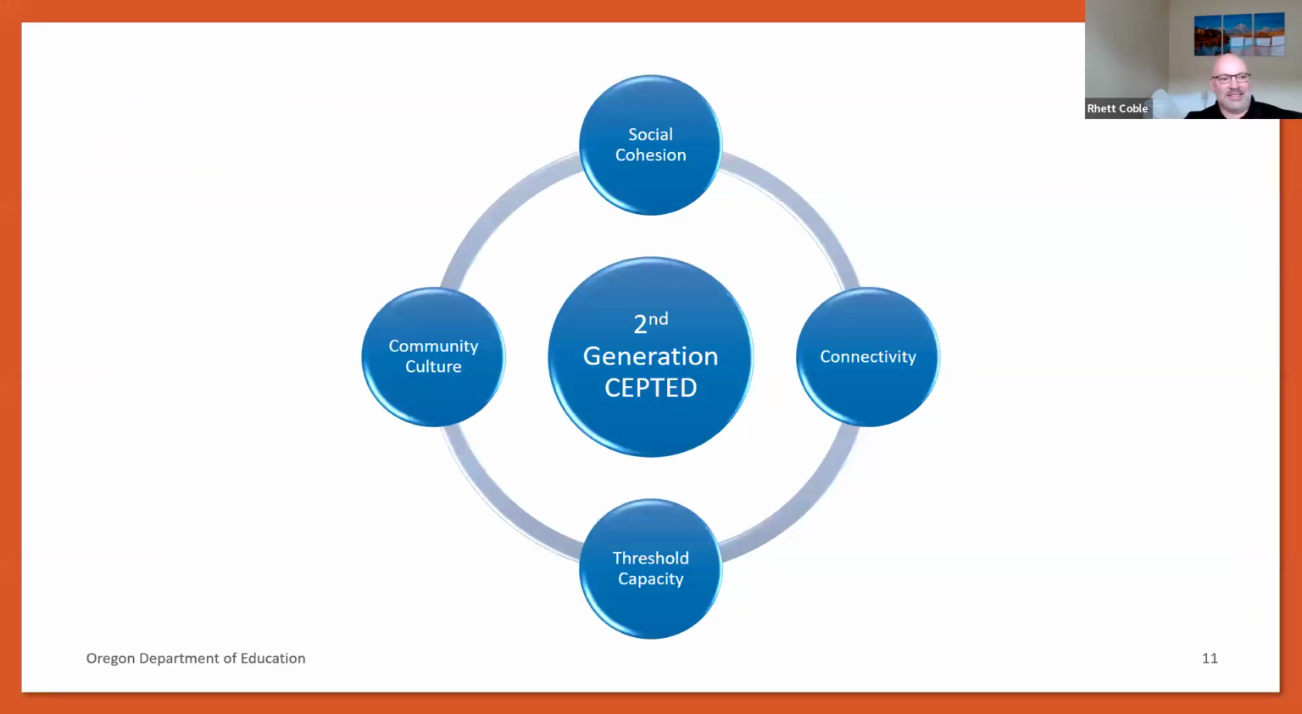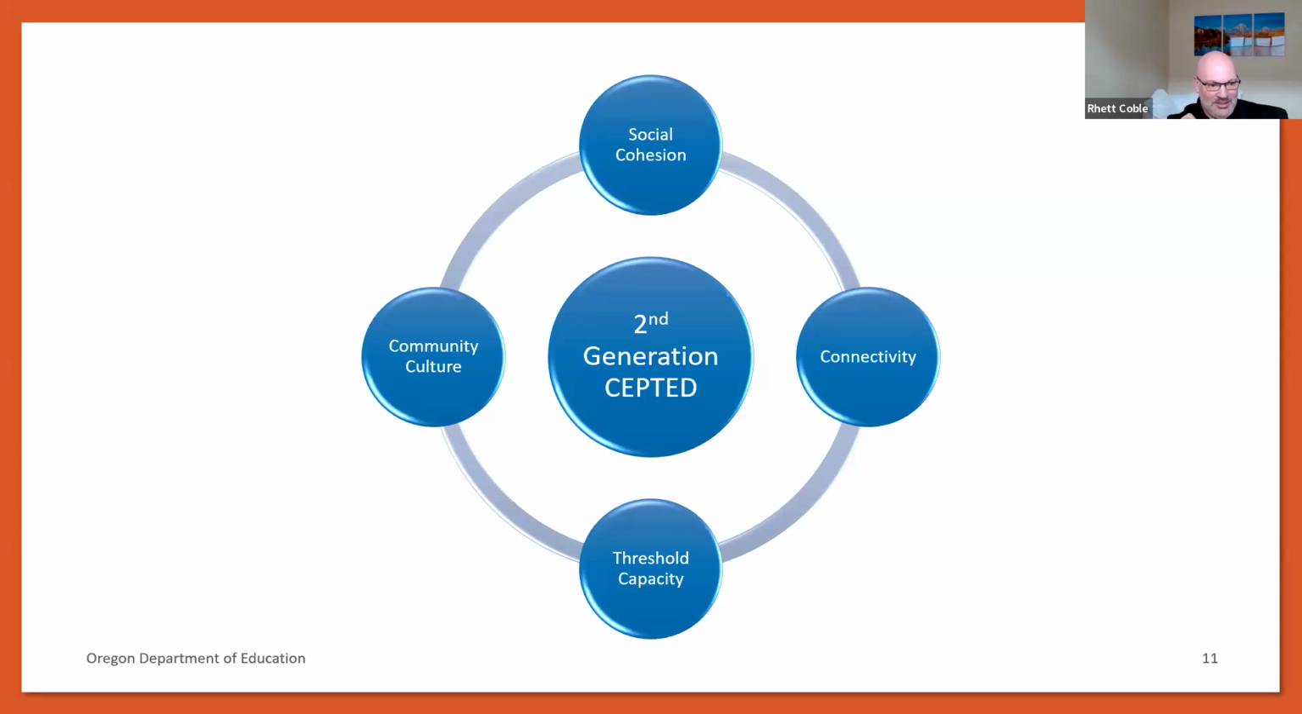Okay, that moves us into the second generation of CPTED. So from this, the first is much more the physical part of the design. This part is more about the social part of the design. So we're going to go through these today, and we're going to visit social cohesion. We're going to do the connectivity. We're going to visit threshold capacity. We're going to end up with community culture. And having these all work together is going to help create a more holistic approach to the safety aspect of it.